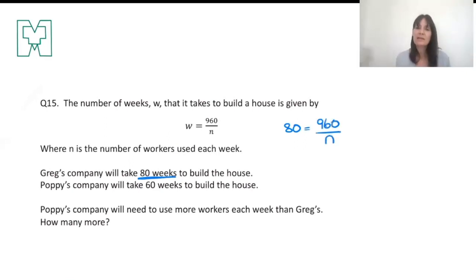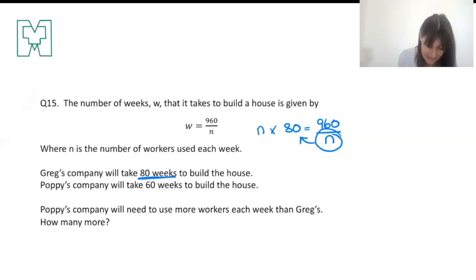Okay. 960 divided by something is 80. Now, if we want to know what n is, we need to get it on its own. So this is already feeling a little uncomfortable. I can't move the 960 because the divide is attached to the n. So it is divide by n that's going to have to move. It will land as times by n, won't it?